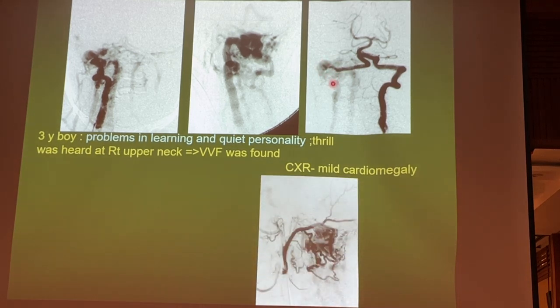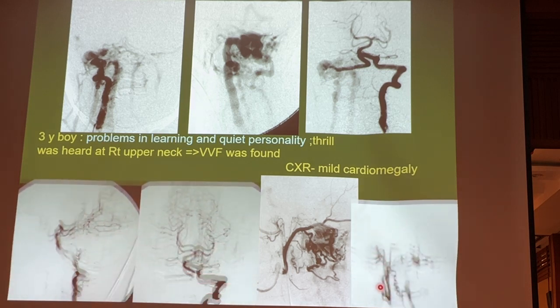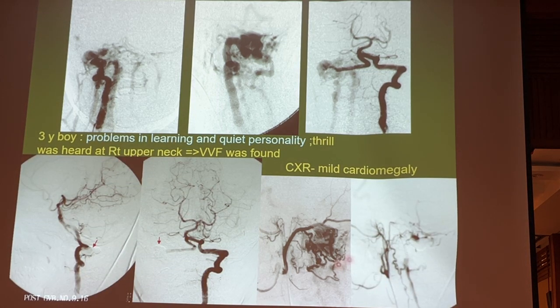But this is the rule that you should, for sure, do an ipsilateral pharyngo-occipital injection. You see the contribution of C1, C2, probably C3 contributing to this kind of high flow fistula, so that you can mark well the exact location of the fistula. We put a detachable balloon nicely here to completely close up the fistula.